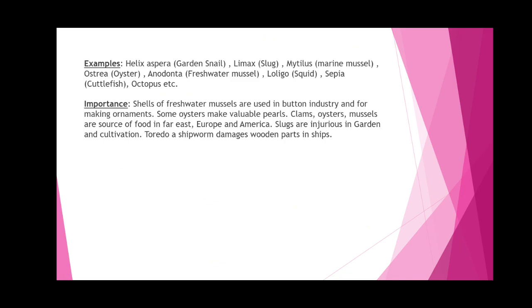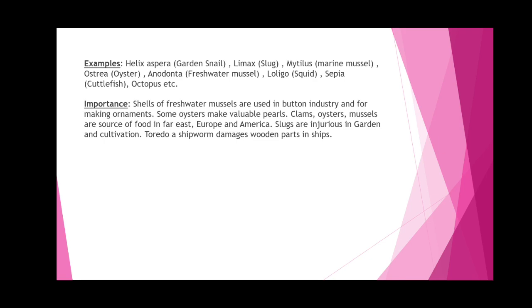Now, the shells are very prominent in the snails, but shell is very reduced in the octopus and in the cuttlefish. These organisms' shells are used in the button industry and for making different ornaments. Some oysters make valuable pearls. Clams, oysters, mussels are a source of food in the Far East, Europe and in America.